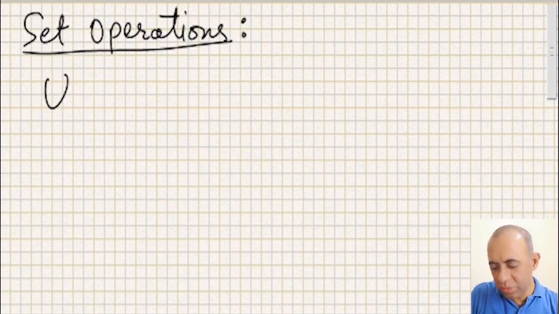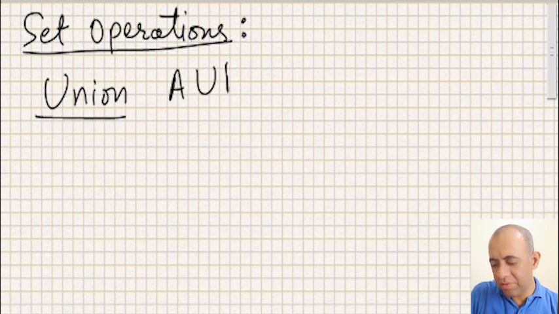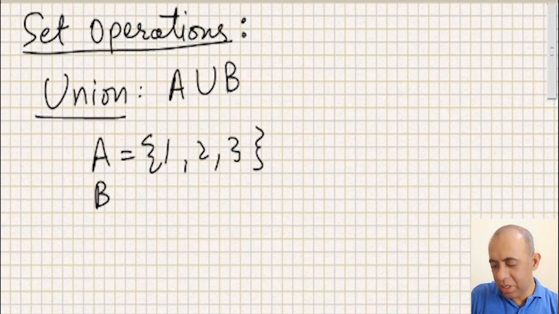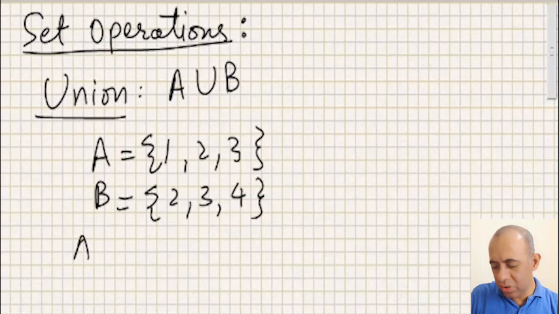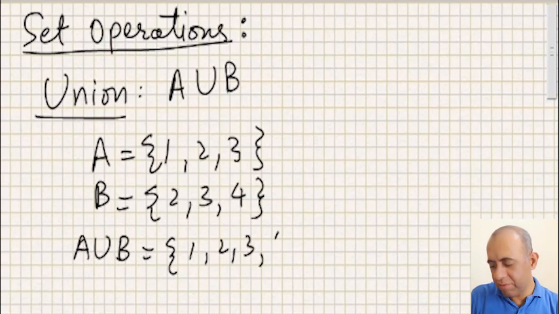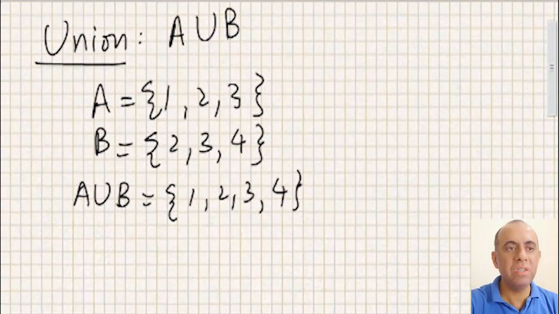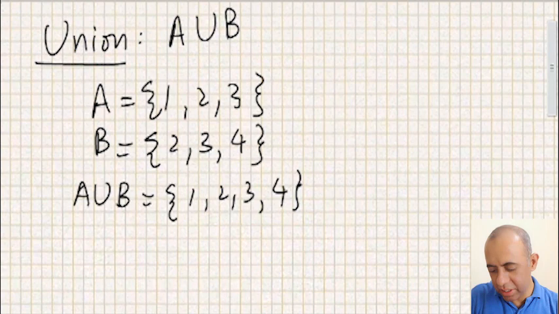So first set operation is called union, and it is denoted by A union B if we are talking about the union of two sets A and B. So for example, you have a set A which is equal to 1, 2 and 3, and then you have a set B which is 2, 3 and 4. So A union B would be 1, 2, 3, 4, which leads us to another definition which is the opposite of union, which is called intersection.